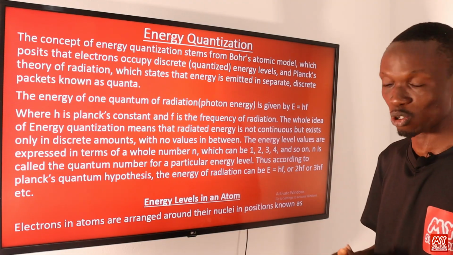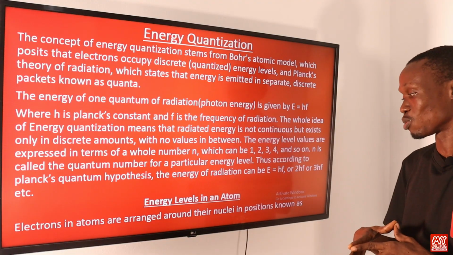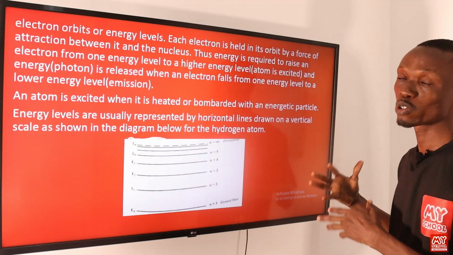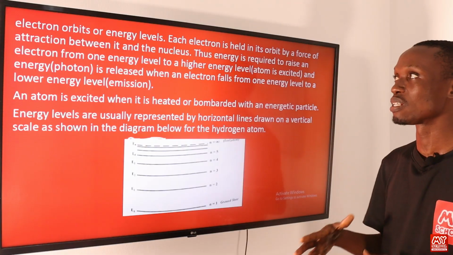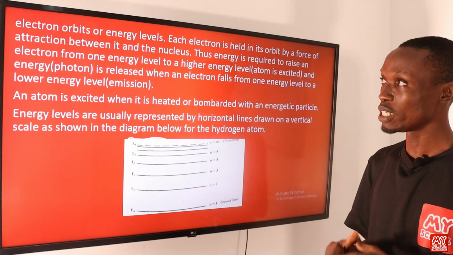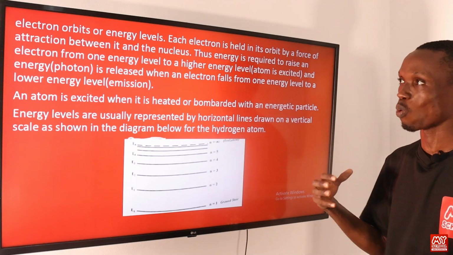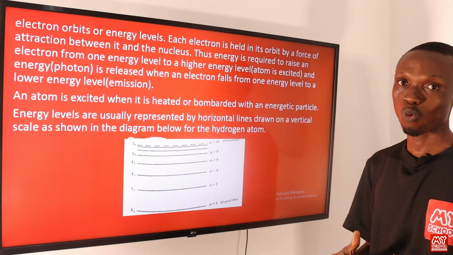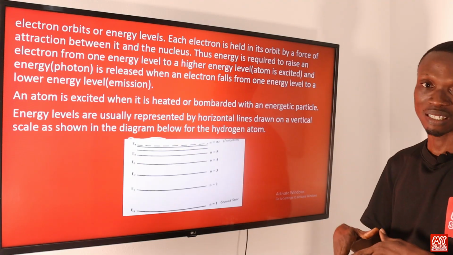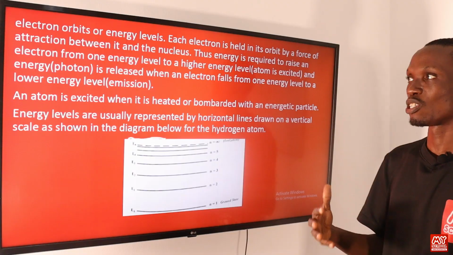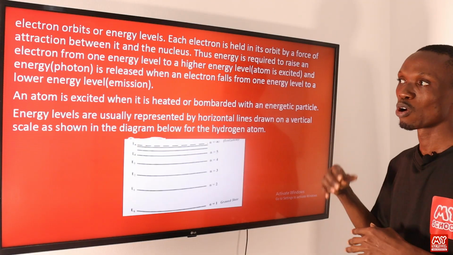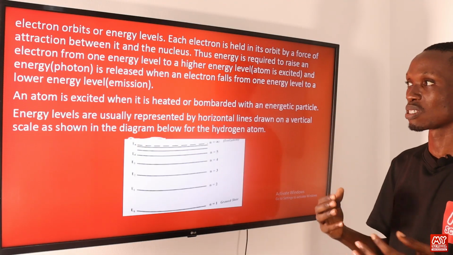Remember that electrons in atoms are arranged around their nuclei in positions known as electron orbits or energy levels. Each electron is held in its orbit by a force of attraction between it and the nucleus. Thus, energy is required to raise an electron from one energy level to a higher energy level. In that case, we say the atom is excited. Energy, in bracket photon, is released when an electron falls from one energy level to a lower energy level, and in that case we say emission.